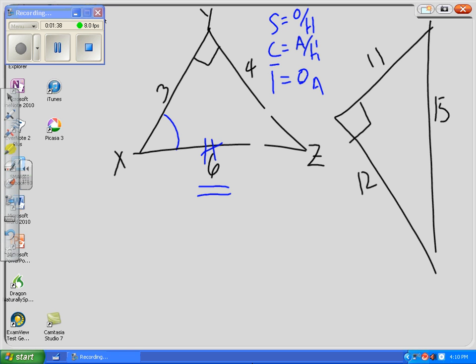Whoop. I'm going to shake my computer off the desk. Let's move it over a little bit. Sorry.